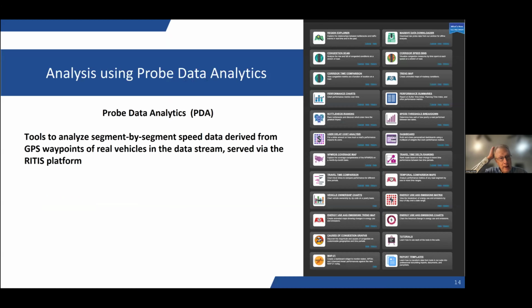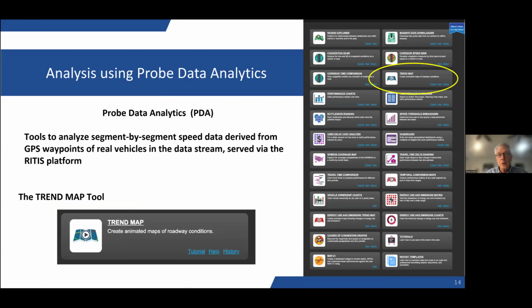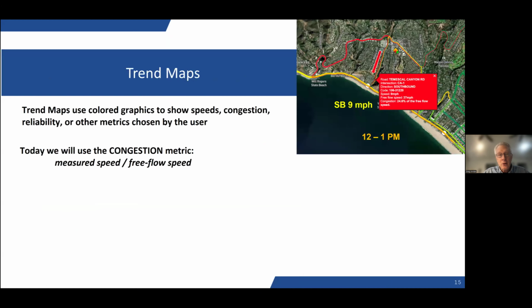So, probe data analytics, we'll just mention a couple of tools. We started off with Trend Map. Whenever I do an analysis, this is my favorite starting tool. Mark just described the tool. I'm not going to go into it, except that with Mark's, it was showing the tool has been expanded to show emissions information. This is basically speed-related calculations.